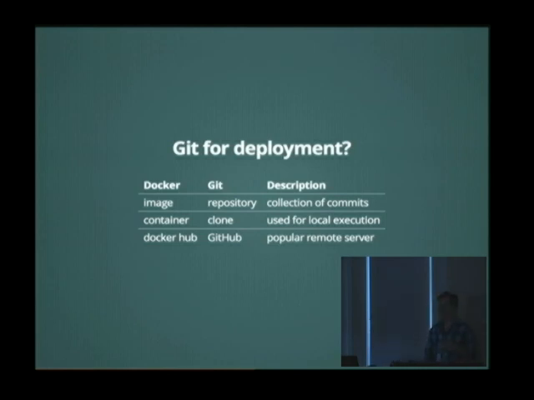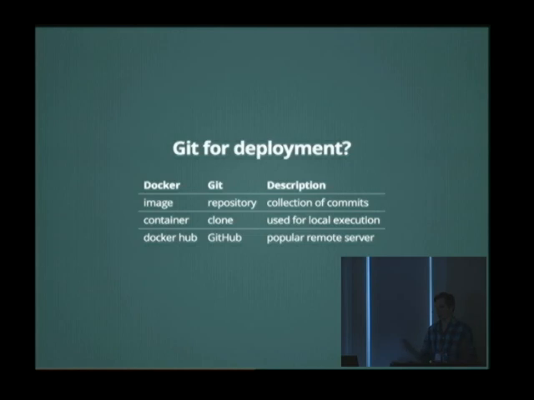So a Docker image is like a Docker repository, and you can look at the logs on a Docker image and see all the commits and what happened in them. You can roll back a Docker image to a certain point in time, just like you can check out a specific SHA on a commit in Git. So if images are like repositories, then containers are like clones. A container is what you are using to execute your Docker code locally, whether it's on your development environment or on your production server.